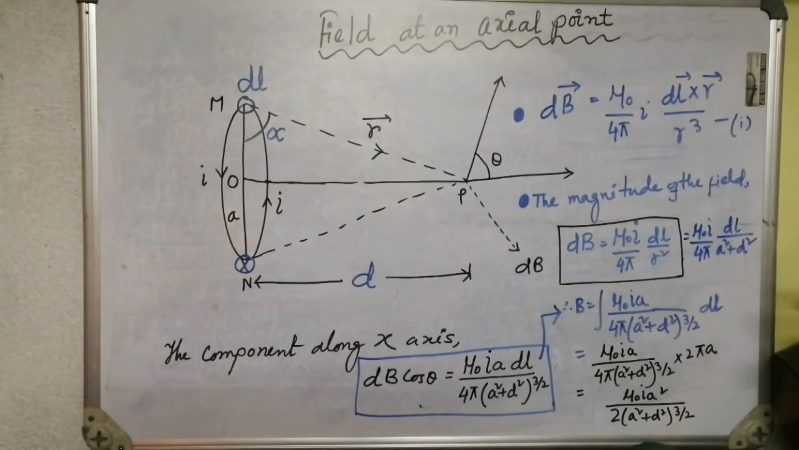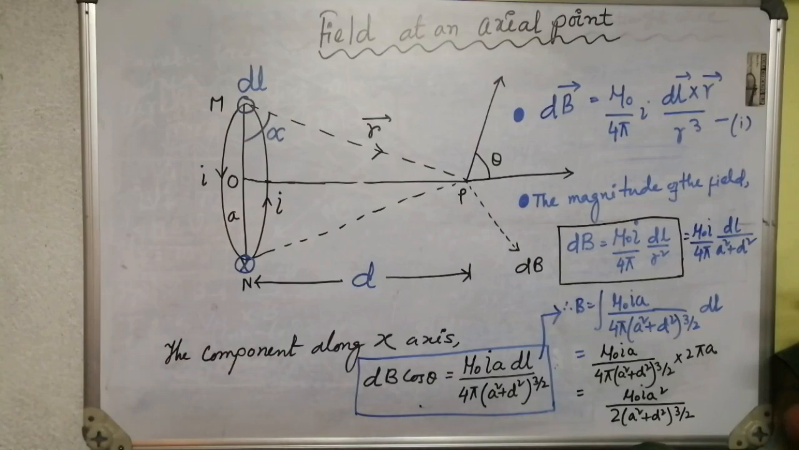As dl is perpendicular to the plane of the figure, dl cross R must be in the plane. The figure shows the direction of dB according to the rules of vector product. So we can write the magnitude of the field dB is equal to mu naught I divided by 4 pi into dl by R square, which is equal to mu naught I divided by 4 pi into dl divided by A square plus D square.